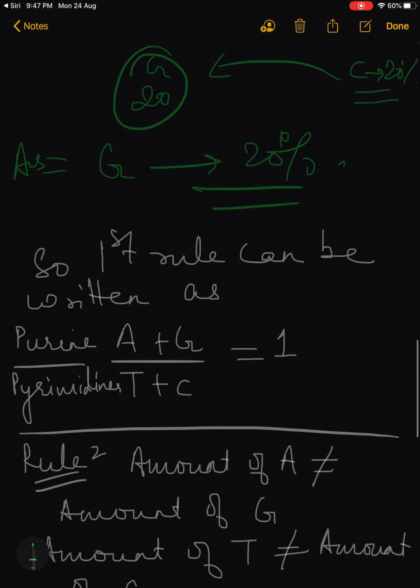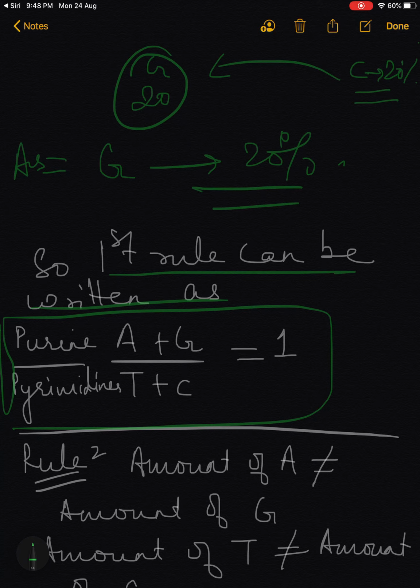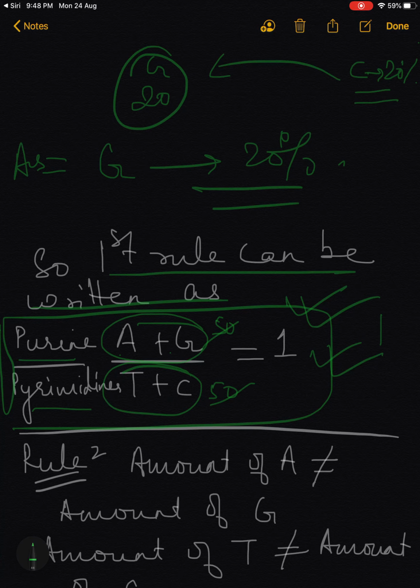Okay, then children, if this is the case, can I write the first rule in this manner? They are saying now purines and pyrimidines can be equal to 1. What are purines? A plus G are total purines, which is 50%, and T plus C are total pyrimidines, again 50%. So if I cancel them, what am I getting? 1. So yes, this formula is quite right. This is the first rule of Chargaff, which can be written in this manner: A plus G upon T plus C is equal to 1.